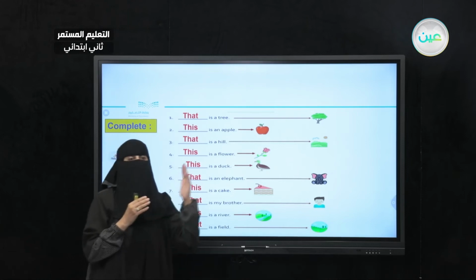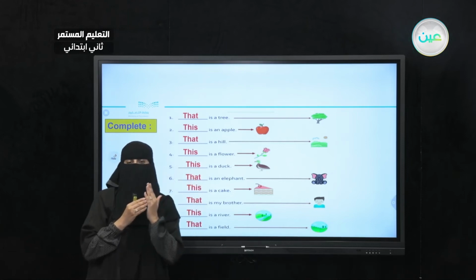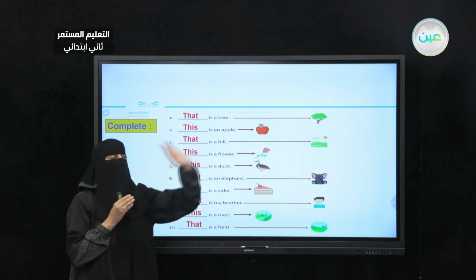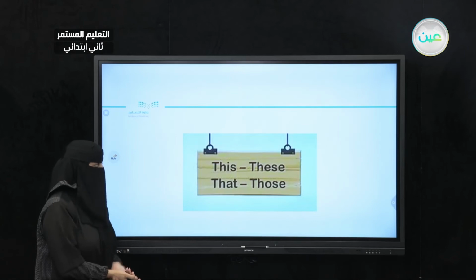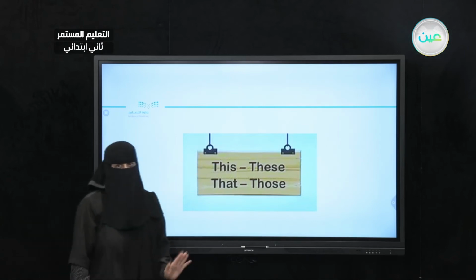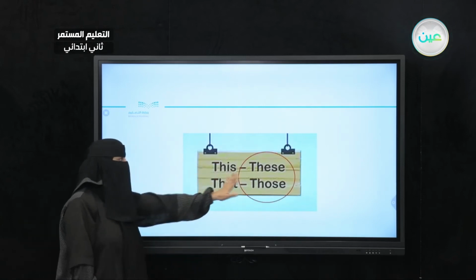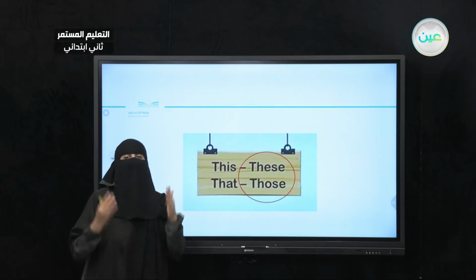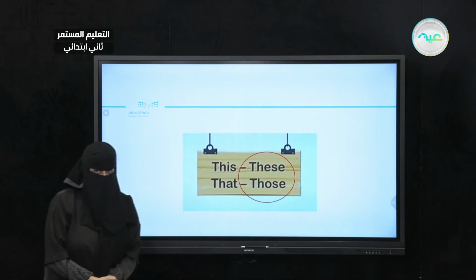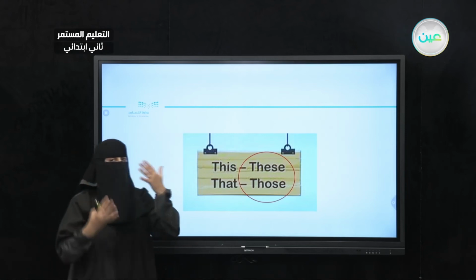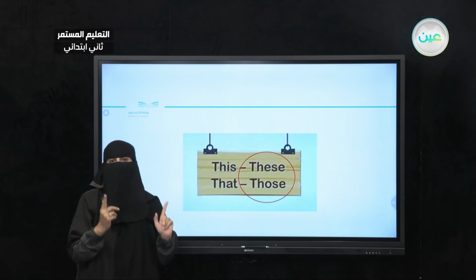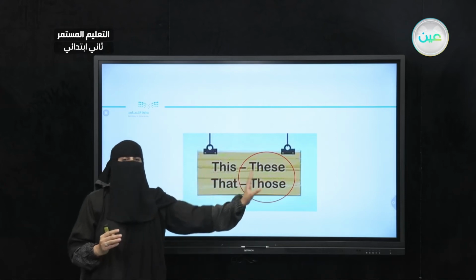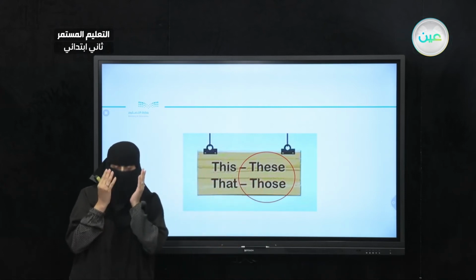I use this with items or things that are near me. That with items that are far away from the speaker or to the reader. So, we're done with this and that, singular. Now we will be talking about these and those, okay? Try to think. Here, I use this and that with singular. So I'll be using these and those with plural.